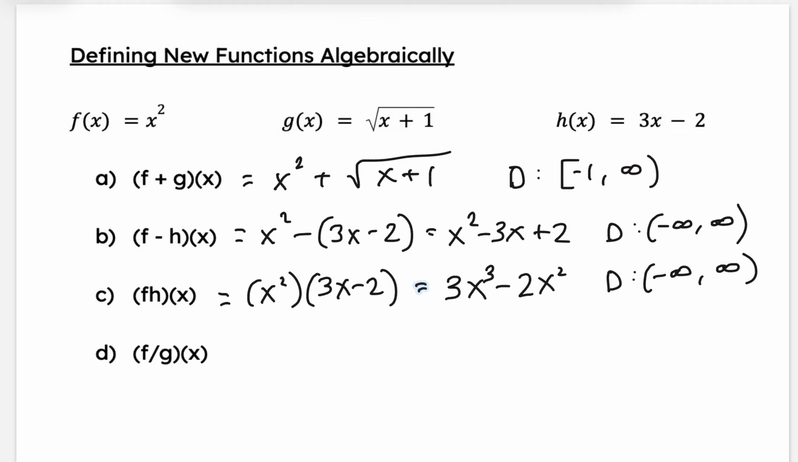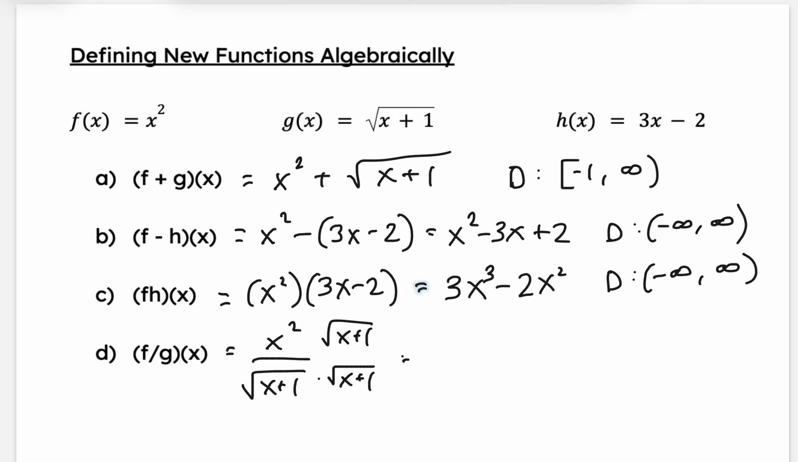And our last one is f divided by g of x. So we have a fraction going on. So we are going to do x squared over the square root of x plus 1. And a lot of times, even though this is an expression and we technically could stop at this point, we oftentimes don't like to leave radicals in the denominator. So we want to do what's called rationalize the denominator. To do that, we're going to multiply top and bottom of the equation by square root of x plus 1.